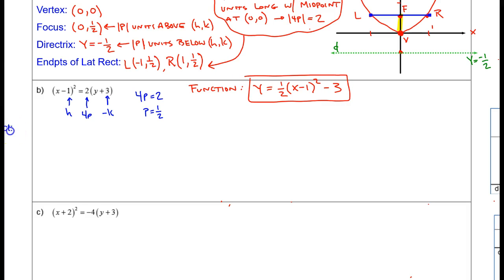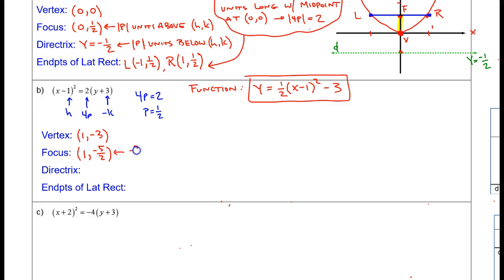Now it's time to identify the important features of this parabola. We have a vertex at (1, -3). We have a focus. Well, let's think. The focus has to be p units away from the vertex. In this case, since p is positive, the focus will be above the vertex. So I have to add 1/2 to the y coordinate. So that's (1, -5/2). Where on earth did I get -5/2 from? I did -3 plus 1/2, and that equals -5/2.